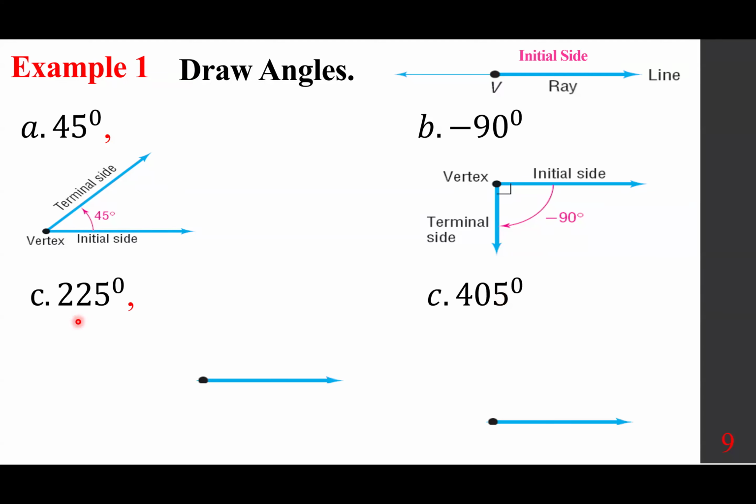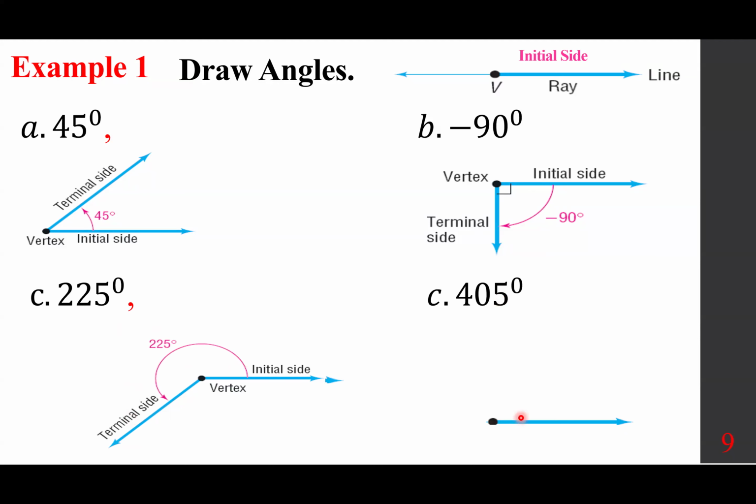Now 225 degrees, that's positive. So you start from the ray along the positive side of the x-axis and you go 225 degrees. Bear in mind, this one is 180 degrees, so you have to go more and you end up in the third quadrant. Initial side, vertex, terminal side.